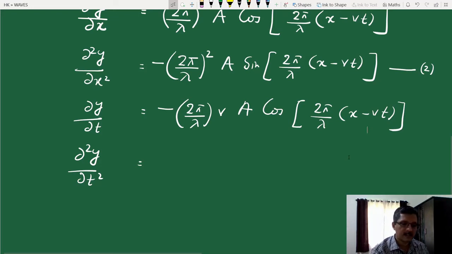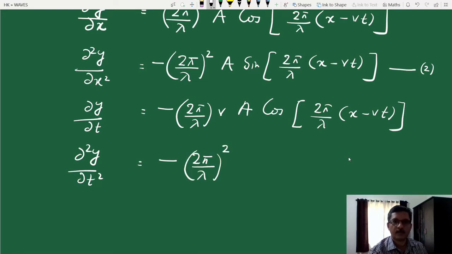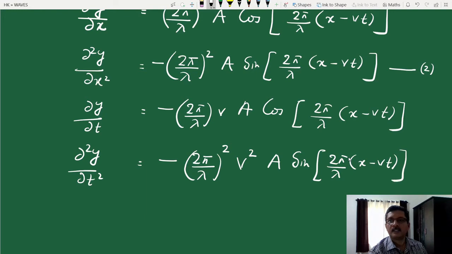So what you get is, already we have a minus sign here, minus (2π/λ)², two terms are here, 2π/λ into 2π/λ. v into v becomes v², a sin(2π/λ (x − vt)). The negative sign from sine theta and the negative sign from velocity v, the coefficient of t, will have cancelled out. Let us call it equation 3.